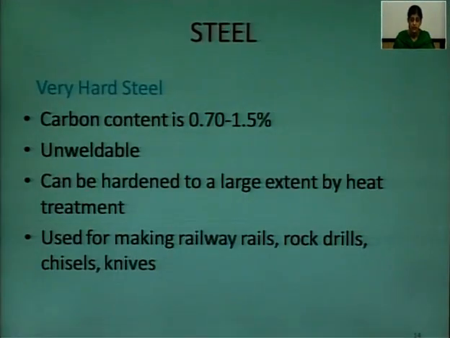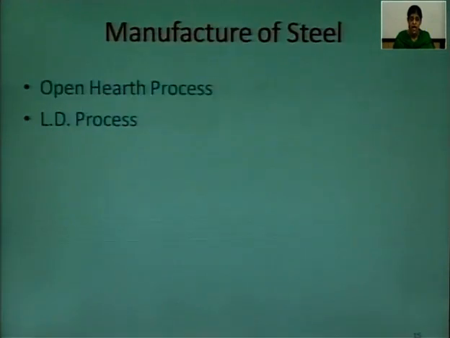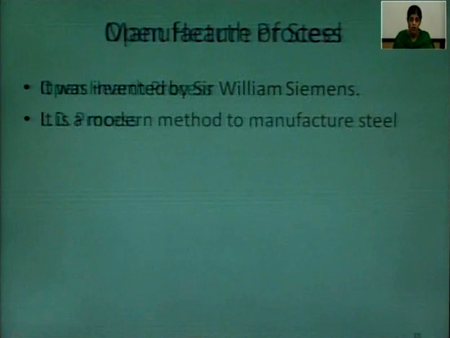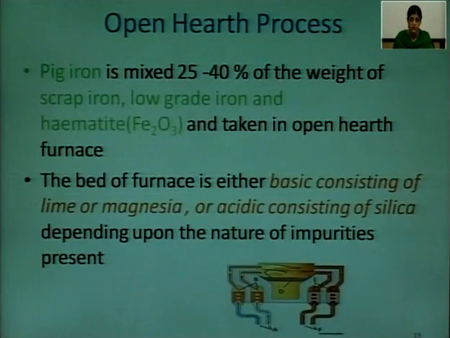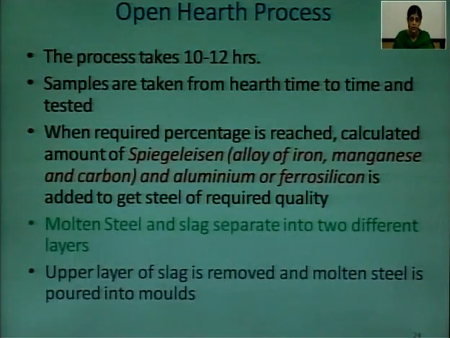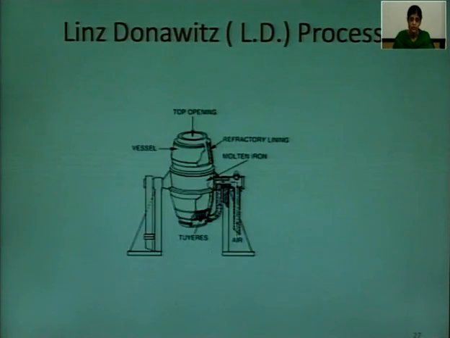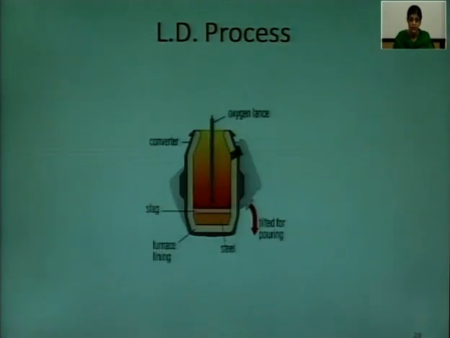So today we have discussed what is steel, basically the types of steels, and then we have discussed the manufacture of steel. The manufacture of steel is by two processes, the open hearth process and the LD process. The main purpose is to get the required quantity of carbon. This is the diagram of the open hearth process. Then we discussed the LD process. This is the LD furnace.